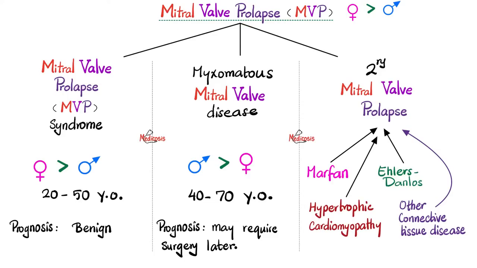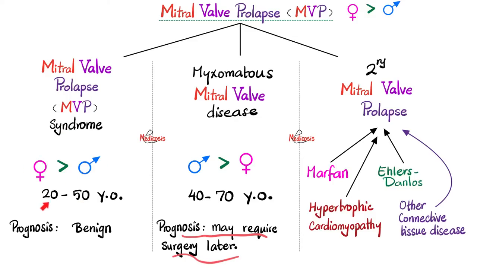Mitral valve prolapse in general is more common in females than males. But when males get it, it's usually more severe, i.e., it is more likely to deteriorate and progress until it requires surgery eventually. Mitral valve prolapse could be classified into mitral valve prolapse syndrome, which has the prolapse and associated symptoms. This one is more common in females than males.